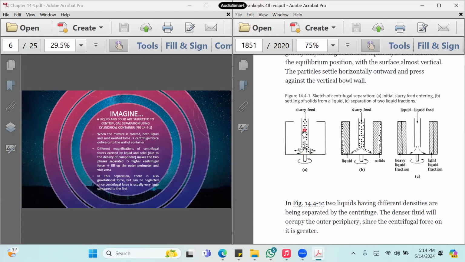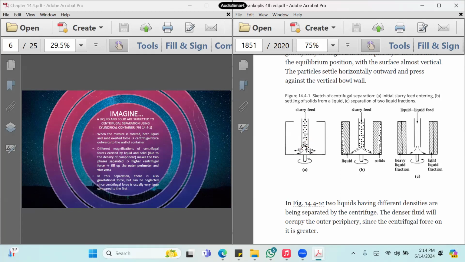The figure, okay. So we imagine that we have a liquid and solid that are subjected to centrifugal separation, just like this. So we have slurry feed. Slurry means we have liquid and solid in one system, and then when the mixture comes in and is rotated, both liquid and solid exert force, which is the centrifugal force. So that's why the movement is going to the outer part of the vessel. Now, however, since the solid and liquid have different density, they exert different centrifugal force. So it makes the two phases separate.